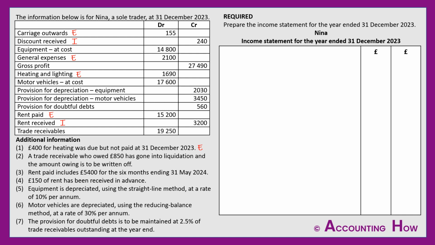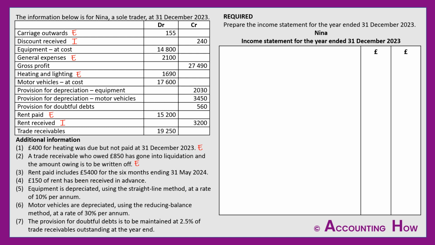Item 2, a trade receivable who owed £850 has gone into liquidation and the amount owing is to be written off. So one of her credit customers has gone into liquidation, they've gone bankrupt, they can't pay. She's been notified and she's just going to write this debt off. So that's basically cost her £850. She just lost that £850. So to her, that's going to be an expense. So I need to deal with that in a little while. So I'll put another E ready.